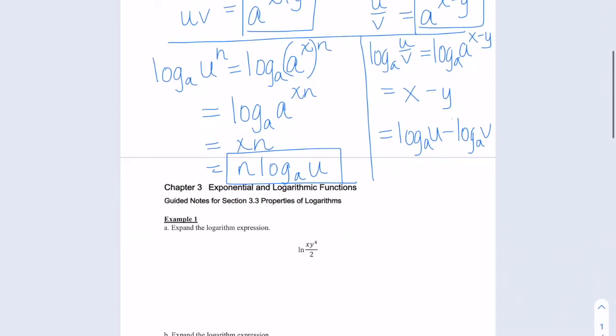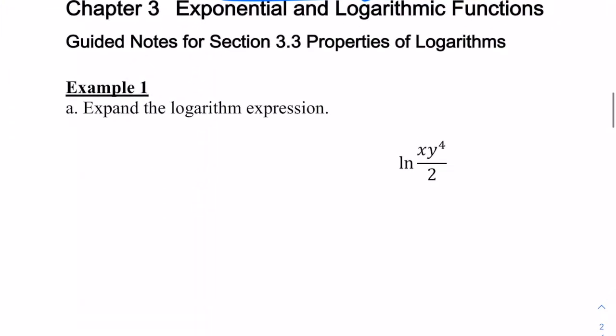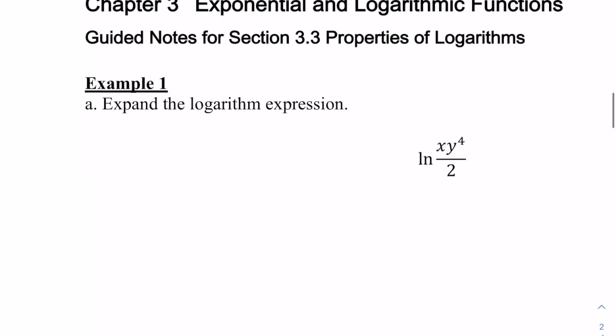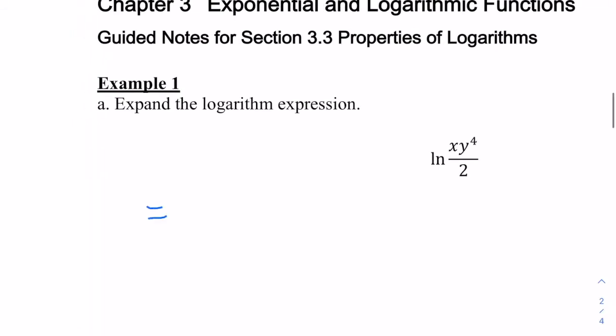Now let's use these properties to expand these expressions. Again, this is a natural log, so everything will have a natural log, but we have products, powers, and quotients. So remember, anything in the numerator will be a plus, a sum, and then anything in the denominator will be a subtraction. So I'm going to expand this first with sums and differences.